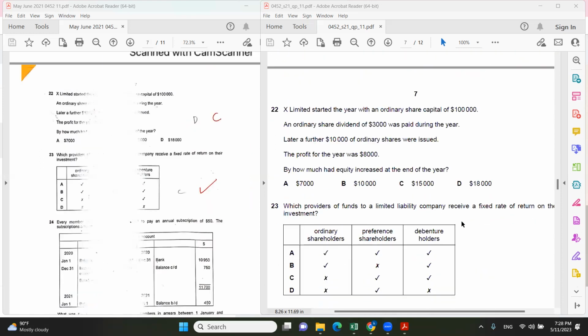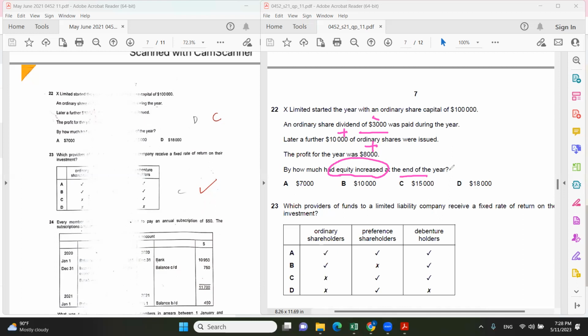Question 22. X Limited starts the year with the ordinary share. And ordinary share dividend, this one is paid, so this one has to be minus. Later, a further 10,000 ordinary shares were issued. This one should be plus. And then the profit for the year is plus. By how much did equity increase?